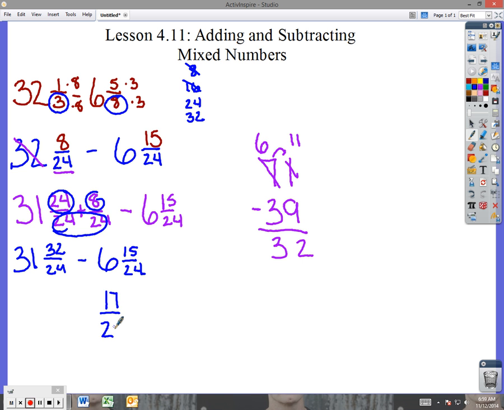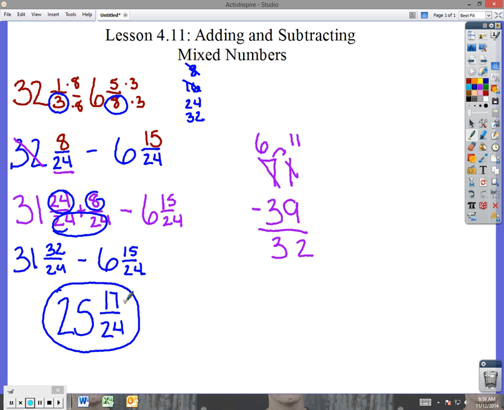And now I'll take a look at the whole numbers. 31 minus 6. Well, if I had 31 minus 1, it'd be 30. Now I have 5 more to take away. So 30 minus 5 is 25. So I have an answer of 25 and 17 24ths.